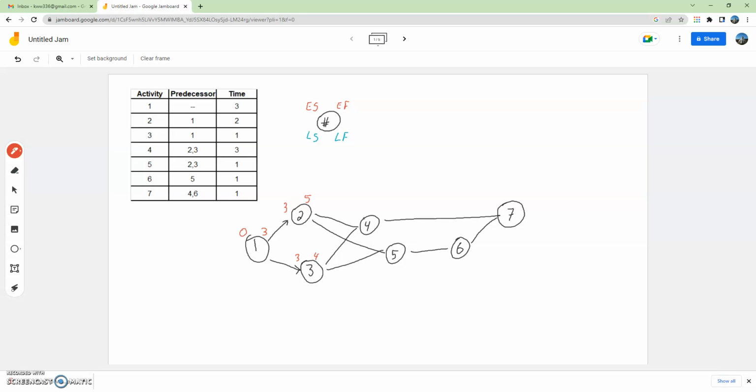So Activity 4 and Activity 5 both have to happen after Activities 2 and 3 are completed. So the earliest Activity 4 can start is when both activities that are listed as the predecessors are completed. Activity 2 won't be completed until month 5, whereas Activity 3 will finish at month 4. Activity 4 has to start after both are completed, so that gives us the earliest start time for Activity 4. Likewise, for Activity 5, it's going to be time period 5. Activity 4 takes 3 months.